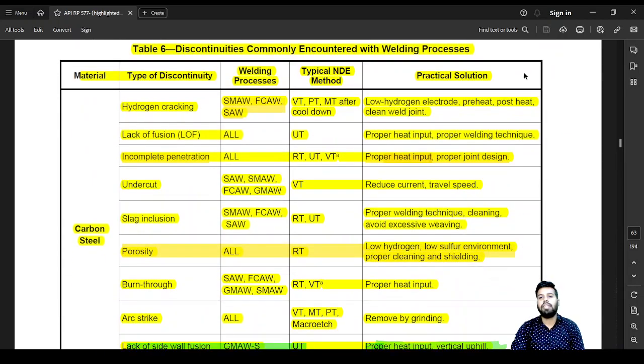These are some of the discontinuities that are encountered in the welding process. Hydrogen cracking can be seen in SMAW, flux core arc welding and SAW welds. Typical NDT method is going to be VT, PT, MT after cool down. The practical solution is to use a low hydrogen electrode, preheat and post-weld heat treat the joint.